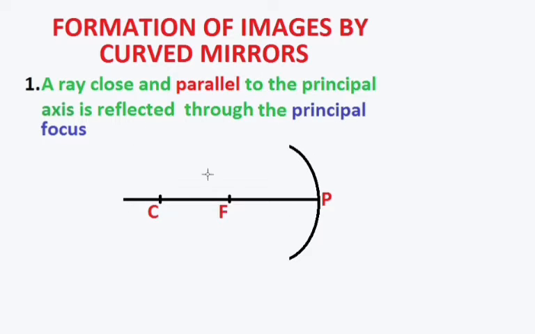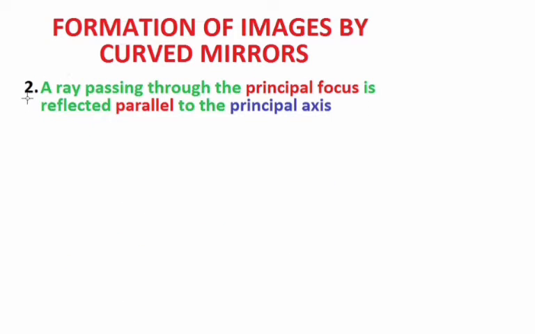So this is my mirror, the principal axis CP. If I draw an incident ray that is parallel to the principal axis CP, the ray will be reflected after striking the curved mirror through point F, that is the principal focus of that mirror. Rule number 2, a ray passing through the principal focus is reflected parallel to the principal axis.